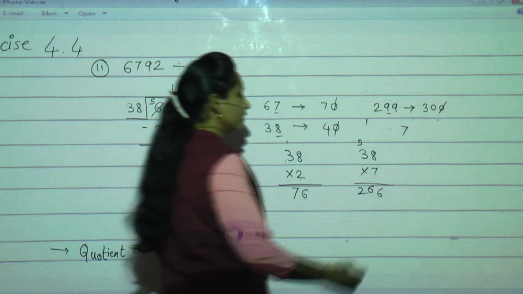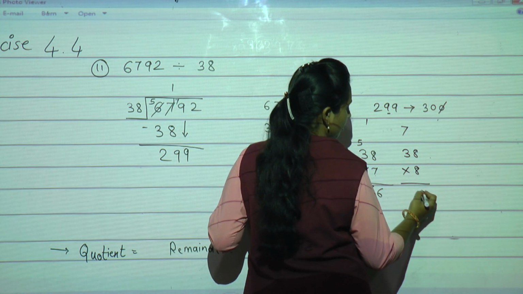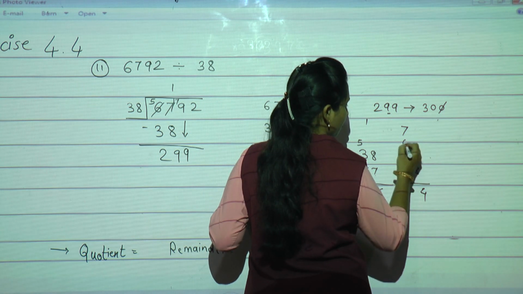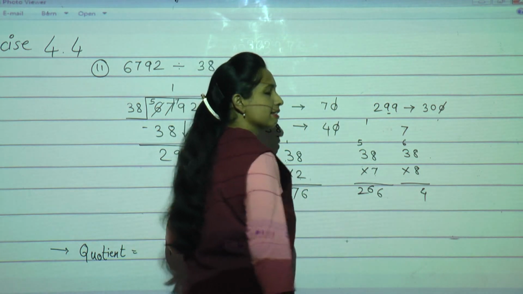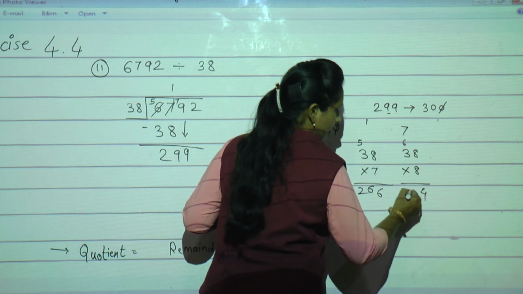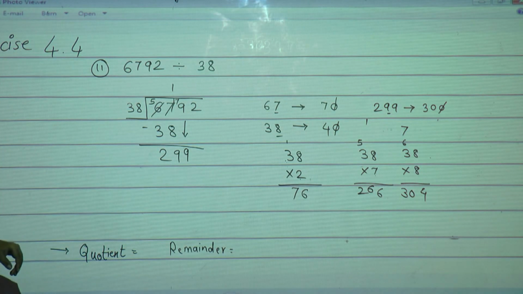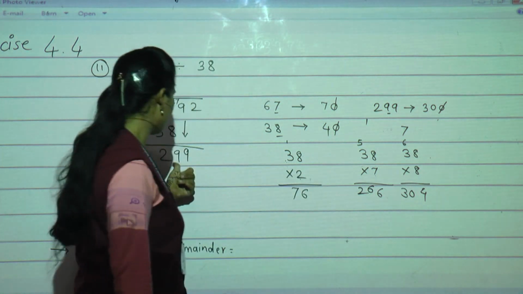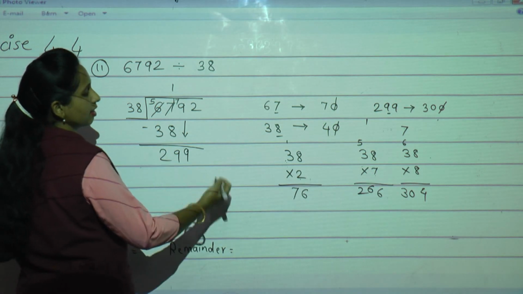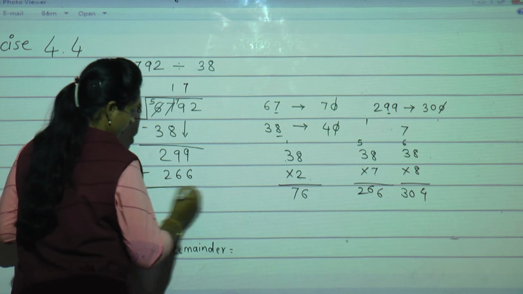But what will we do? We will cross-check with one more. 8 8s are 64. 8 3s are 24. 24 plus 6? 30. Isn't it? Now 304 is greater than 299. So 38 goes 7 times into 299. So what is 38 7 times? 266. Now we will subtract.